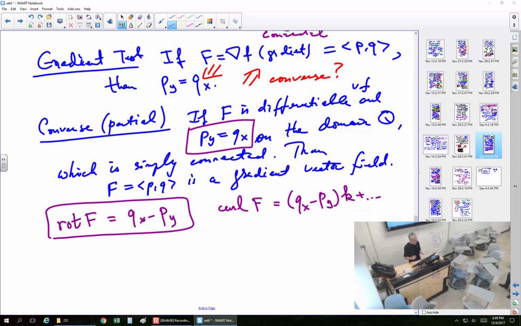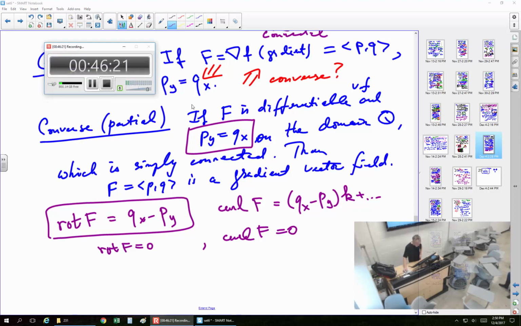So once again the requirement in dimension 2 will be that the rotor of f is equal to 0, and in dimension 3 the curl of f is equal to 0, and that is the necessary condition for being a gradient vector field. Okay, so we'll just resume this.